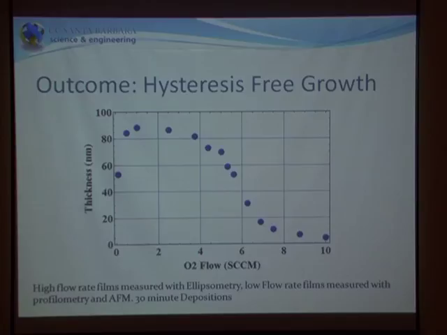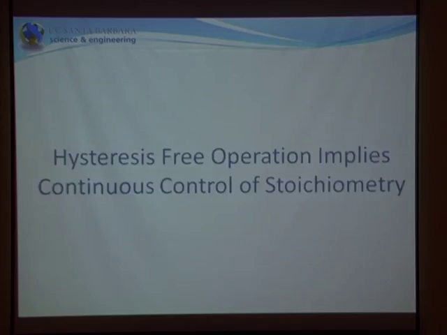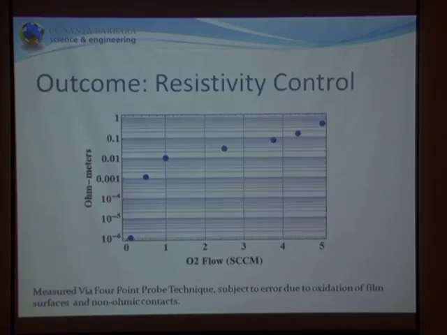Sorry. All right. So in this region, you essentially have stoichiometric titania, ellipsometry models fit. And so the main implication of having basically continuous control over your growth rate is that you also have continuous control over your stoichiometry. And so basically the outcome is that you have resistivity control from 0 to 5 SCCM. This was measured via a 4-point probe technique.